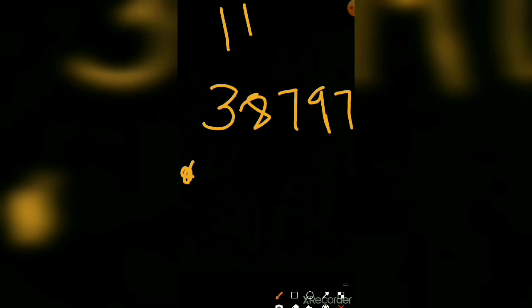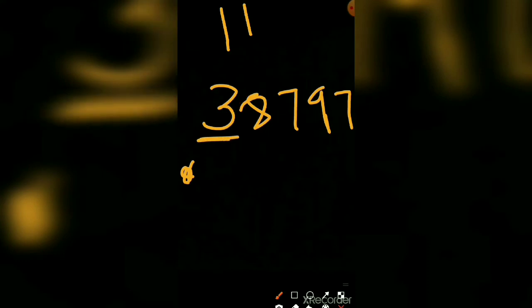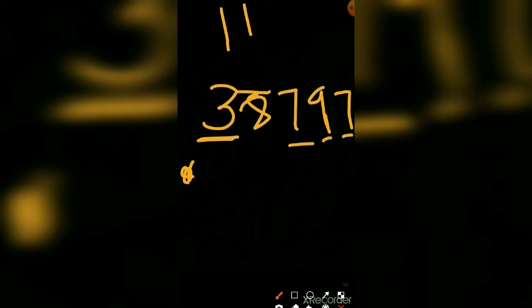Let's say now from the left side, what we have to do? We have to take the numbers. So from the left side we are taking 3, leaving 8, then 7, then leaving 9, and then 7.